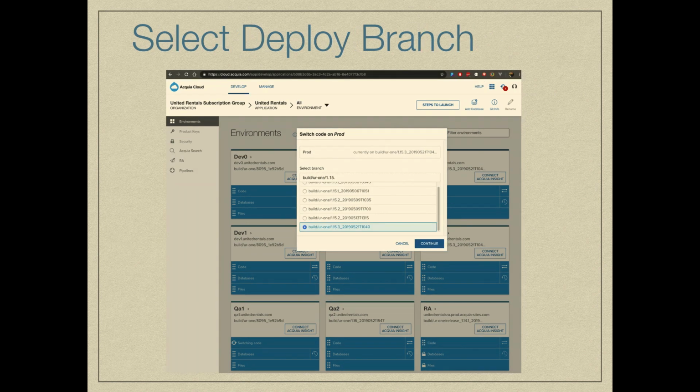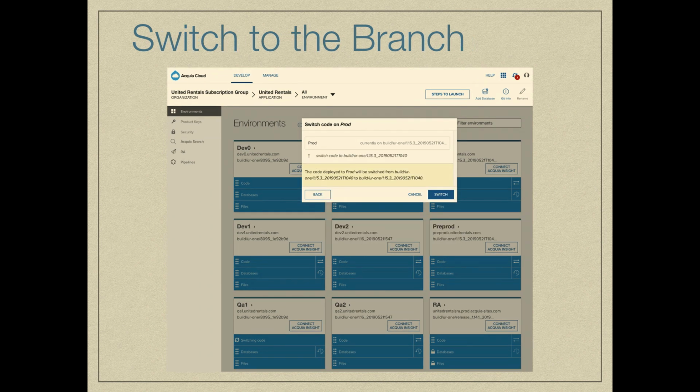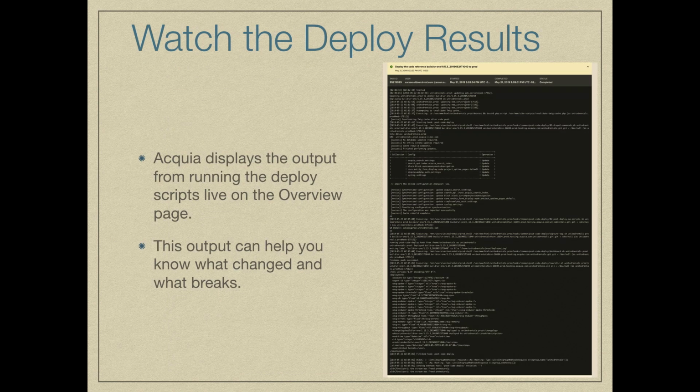So you type in your build branch, at least partially. It'll do a quick search, narrow it down, and select the branch you want. And it'll ask you, are you sure? Do you really want to deploy this to this environment right now? And you just hit switch and go.